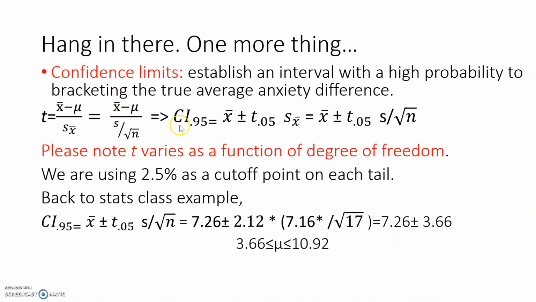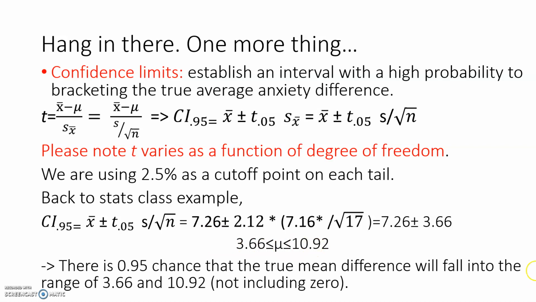So we're gonna plug in the numbers into this expression. Okay, so our sample mean is 7.26, and then this is a critical t value, and give us two numbers. And this 3.66 is a lower limit, and this 10.92 is the upper limit. So what does this mean? So these two values would set the limit of a range where our true population's mean, our population's true mean, is likely to fall in.